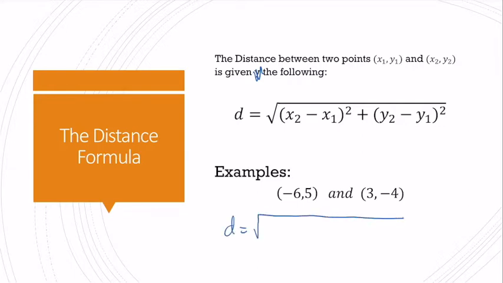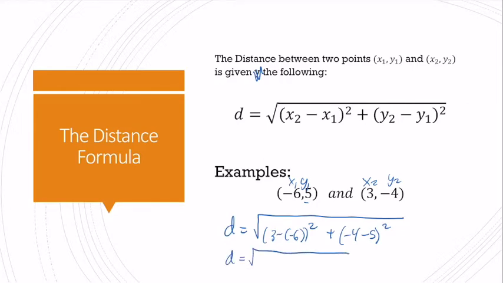I have distance equals the square root. Let's label this x1, y1, and x2, y2. I'm going to take the difference 3 minus -6, squared, plus the difference -4 minus 5, squared. That means the distance is the square root of 9 squared plus -9 squared. So I have the square root of 81 plus 81, which is the square root of 162.